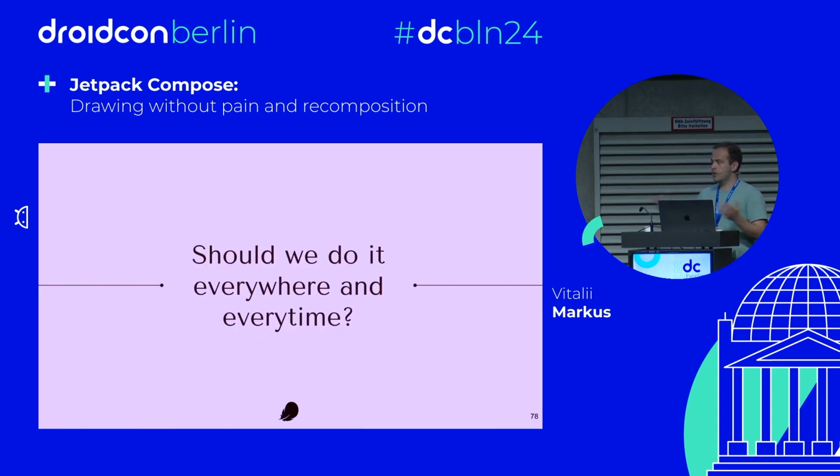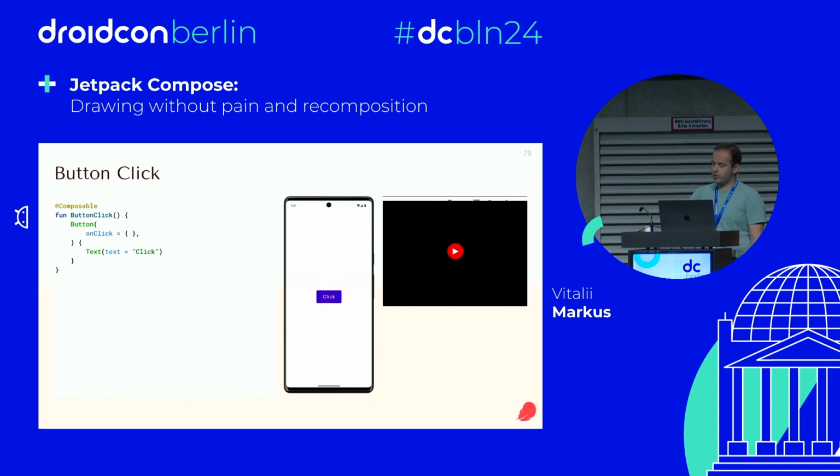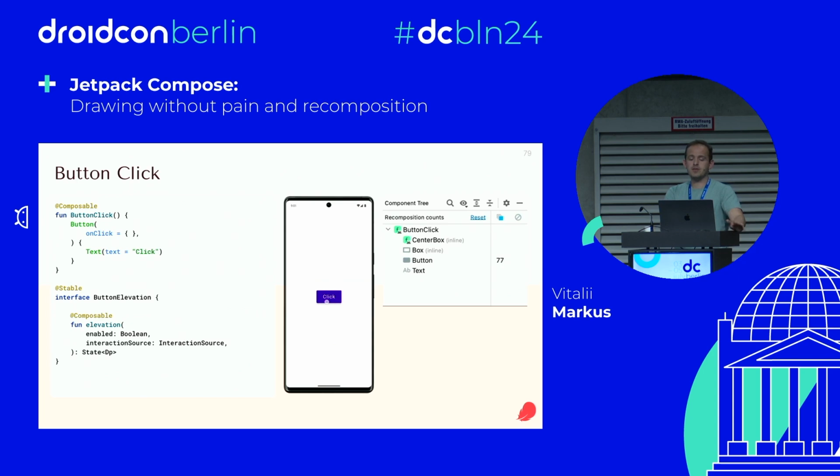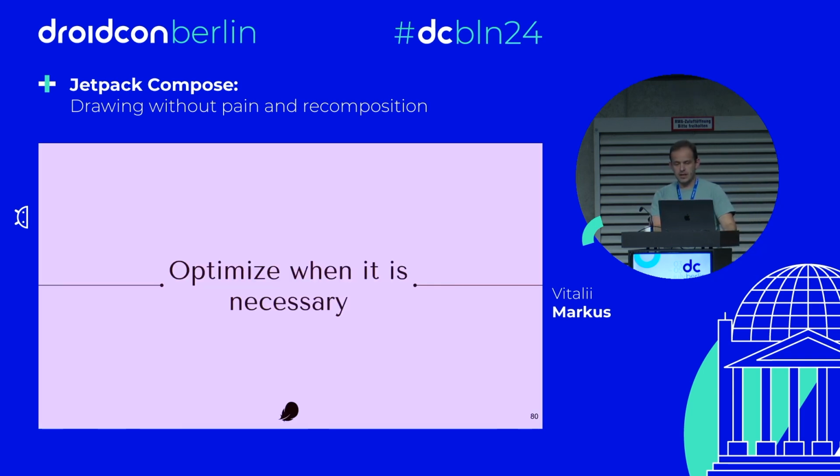And so, quite an obvious question: should you do it everywhere and every time? It's a really, really good question. But if we create a super simple example with only one button and click several times, we can notice that the button is recomposed up to 20 times per each click. This happened because of the elevation. It's a composable function that returns state of DP, and the value is read during the composition phase.